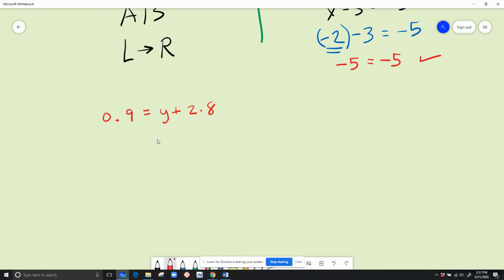All right, a very similar problem. If you want to pause it and try first before I do it, go ahead. Otherwise, here we go. So I don't like the 2.8 over there. So I want to get rid of it. I'm going to do the opposite of whatever it's doing. It's a positive 2.8. So I'm going to subtract 2.8. Remember, you have to do it to both sides. So now these 2.8 cancel, and I'm just left with y all by itself. And 0.9 minus 2.8 is -1.9.